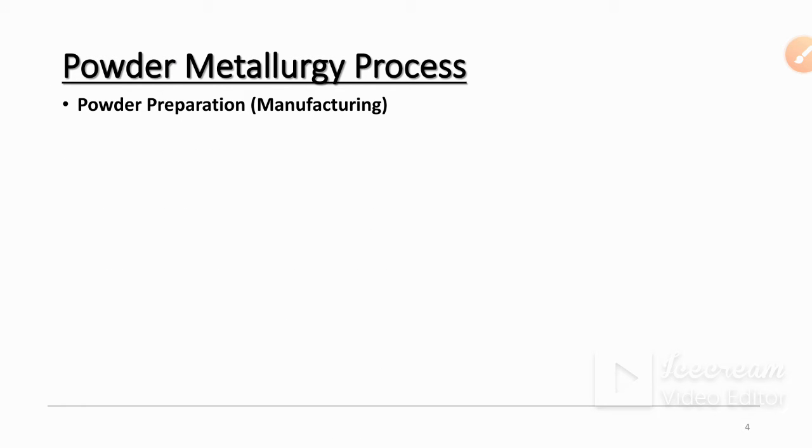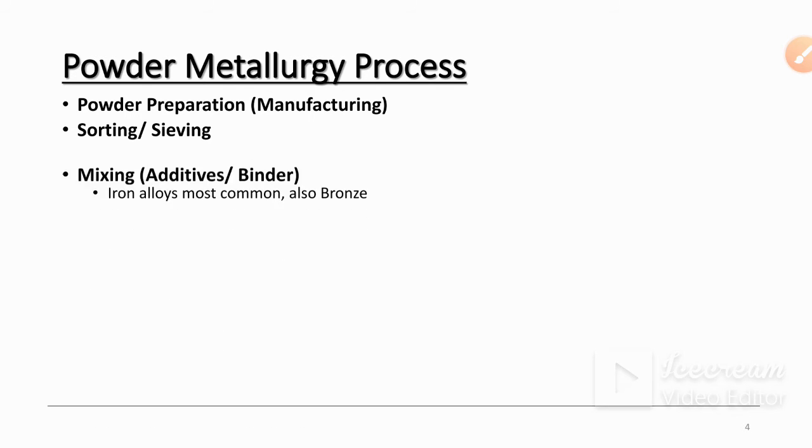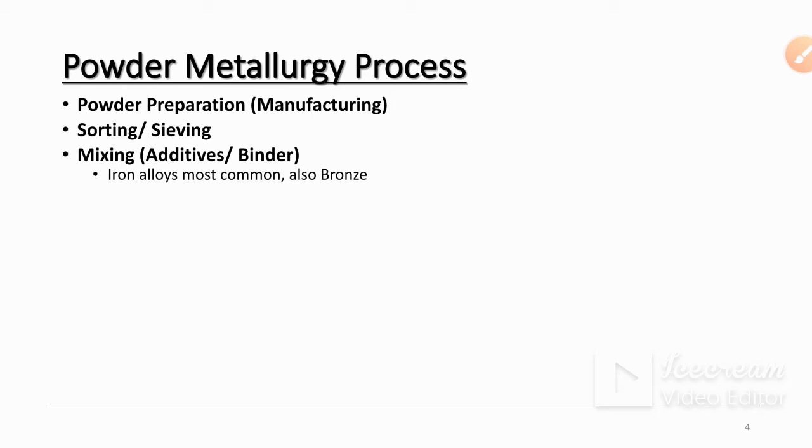So first step is powder preparation or manufacturing of powder. Next, sorting or sieving. Next step is to sort or sieve the powder. Okay. Next, mixing. So mixing means addition of additives and binders. So iron alloys, most commonly bronze, are added.